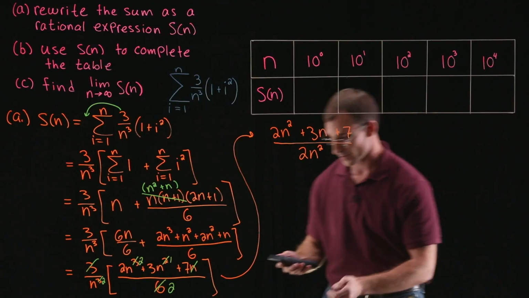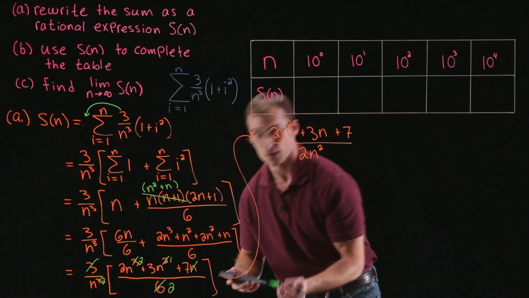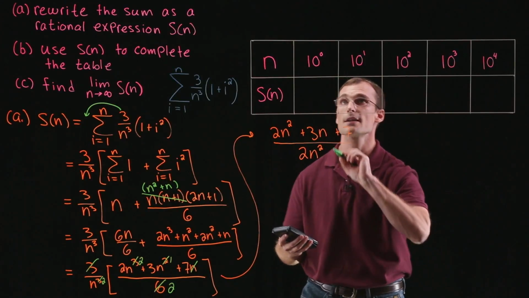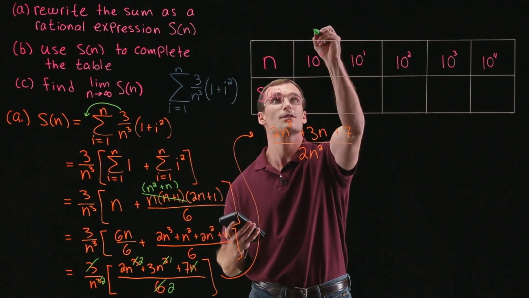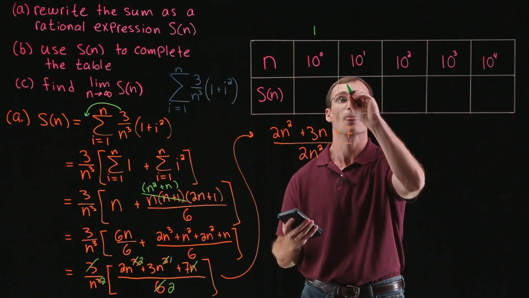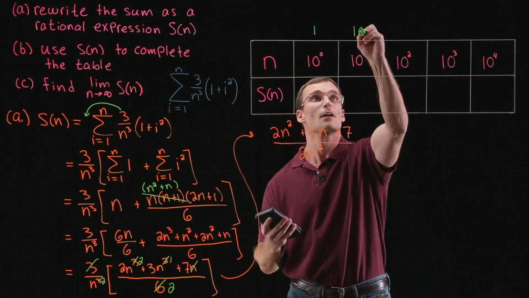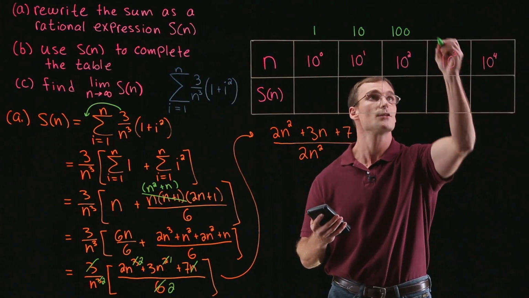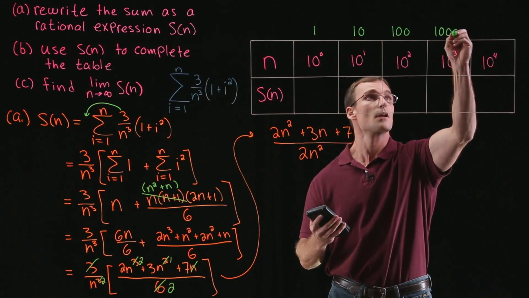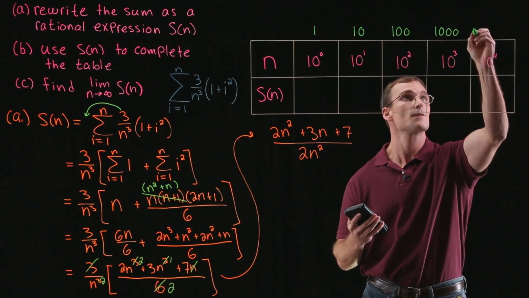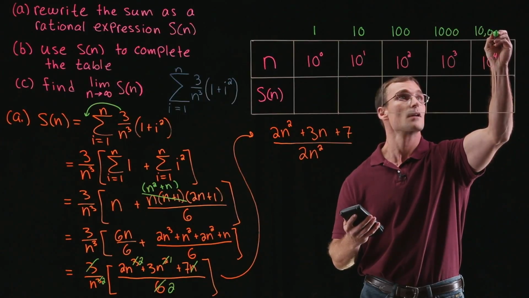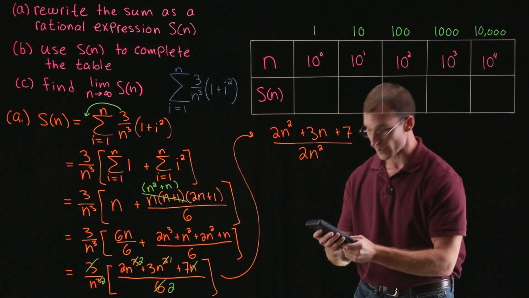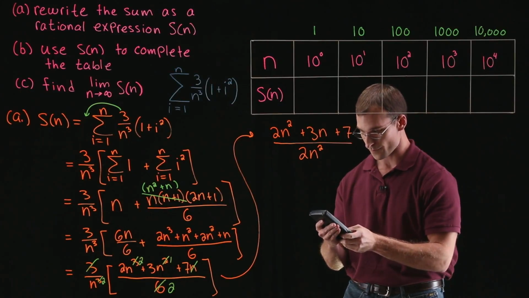Okay. And first, for the values of n that we have here, we have 10 to the 0 power. We'll just write these a little more user-friendly. So 10 to the 0 is just 1. 10 to the first is 10. 10 squared, 100. 10 cubed would be 1,000. And 10 to the fourth, we get 10,000. So for each value of n, we're going to plug that in.